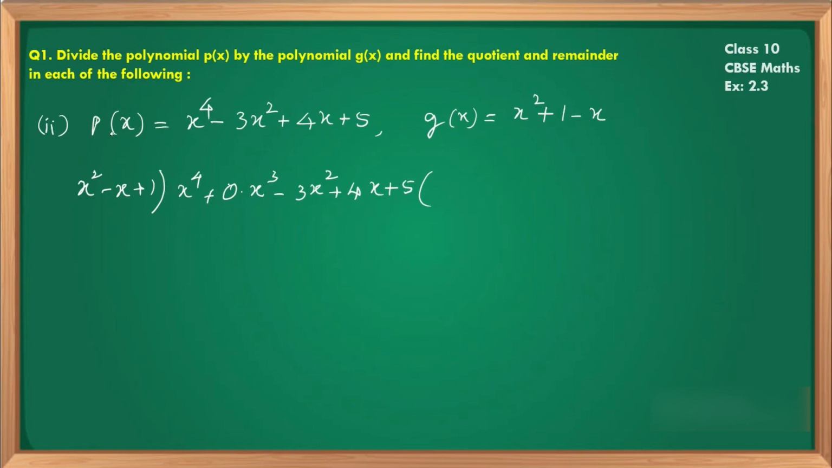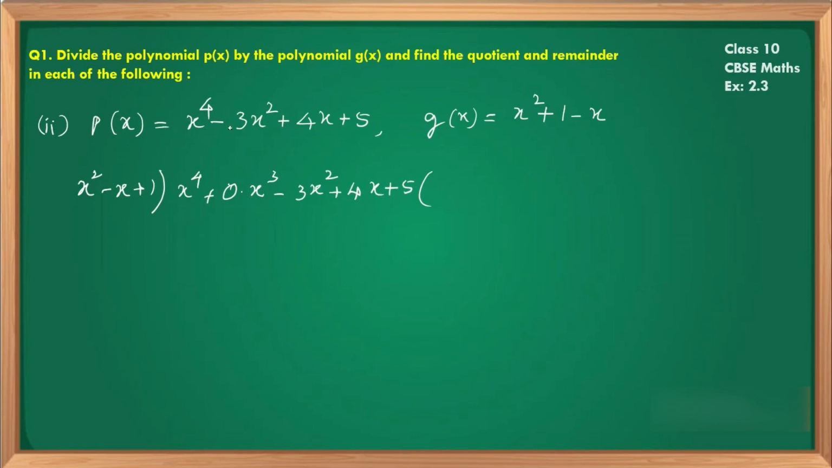The second question is p(x) equals x to the power 4 minus 3x square plus 4x plus 5, and g(x) is x square plus 1 minus x. Now this should be rewritten properly with the variable after x square. x square, that is written here, you can see x square minus x plus 1. This is rewritten. Now this is the divisor and p(x) is written here, and this is the dividend.